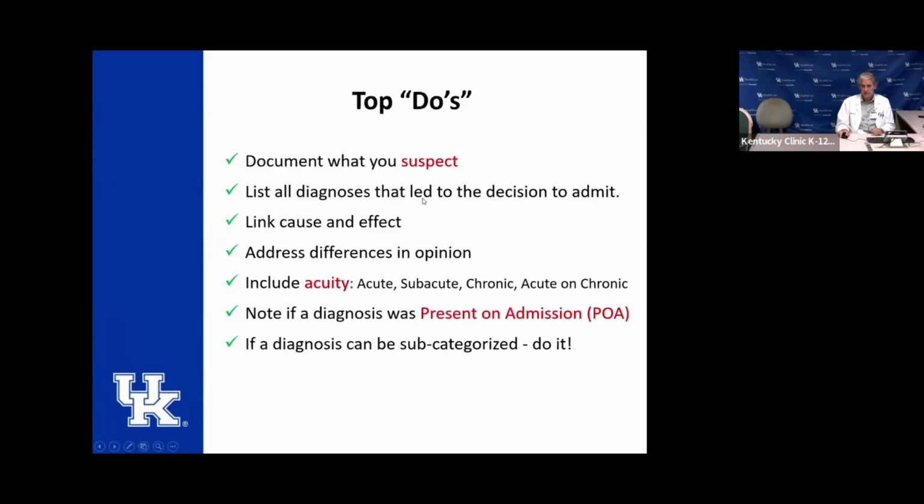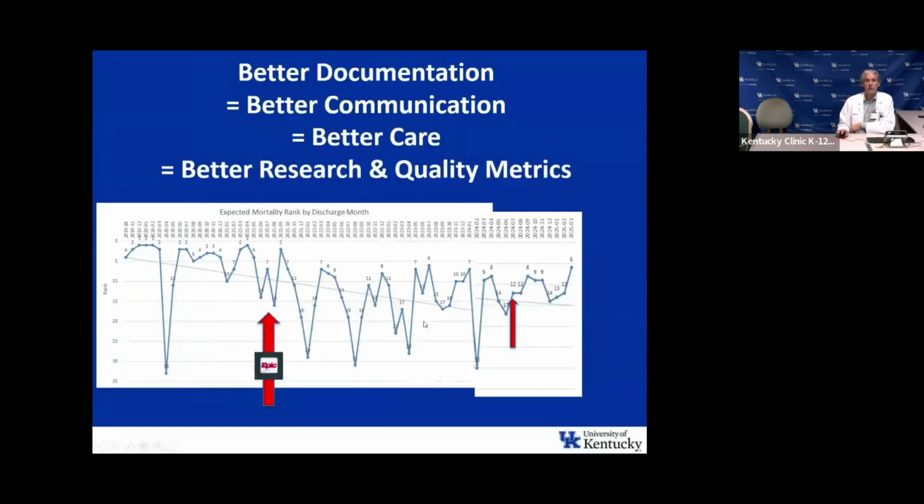Suspect, once again. It's going to help everybody if you write down what you suspect. Link cause and effect. Acuity is very important. If there's differences of opinion in the chart, call them out. Talk about the discussions you had with the other service. If you didn't have a discussion with the other service, you should. That's quality metrics. Obviously, if you have a system where the teams aren't talking to each other, there's obviously going to be lower quality care. Subcategorize things when you can. So remember, better documentation improves communication, a lot less hassle for you, easier life for you, better care, better research and quality metrics.